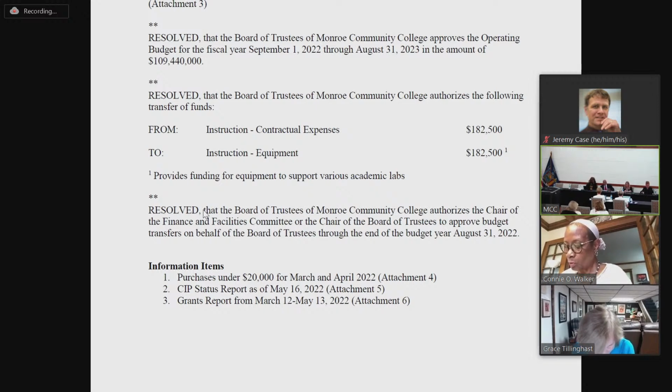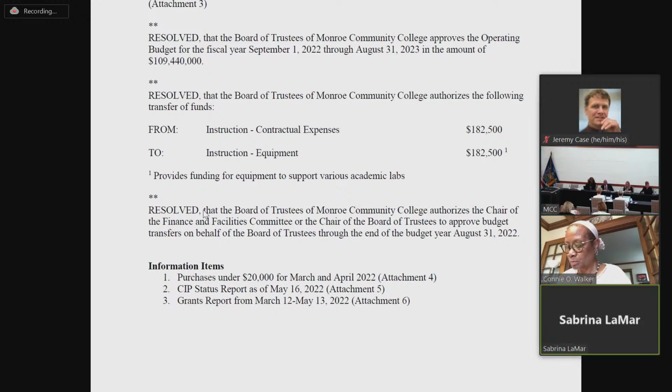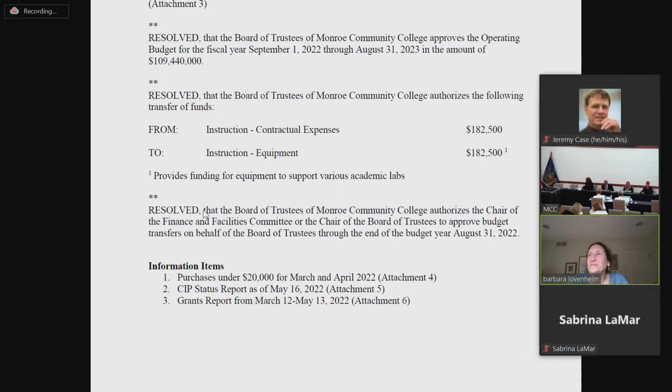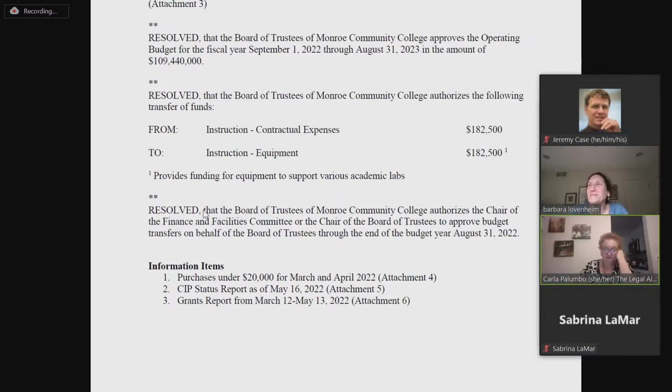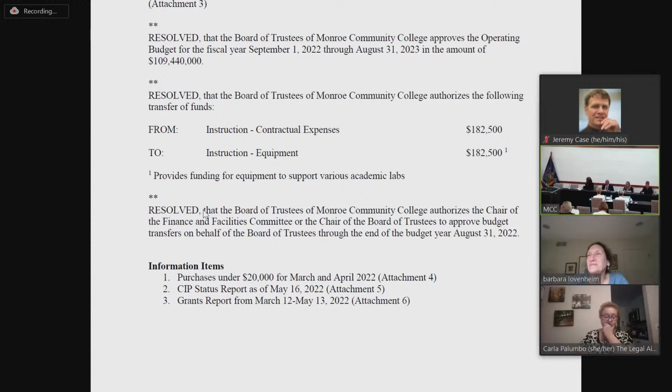Trustees Paula Barlow, Aye. Sabrina Lamar, Aye. Barbara Lovenheim, Aye. Carla Palumbo, Aye. Grace Tillinghast, Aye. Connie Walker, Aye. And Alan Williams, Aye.